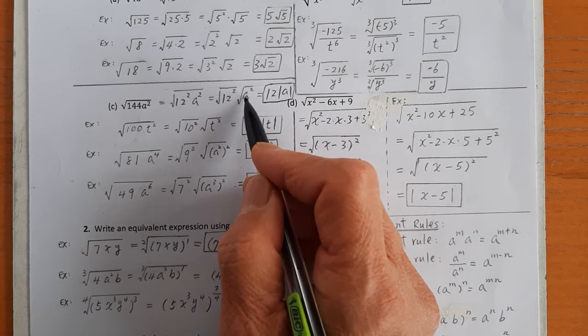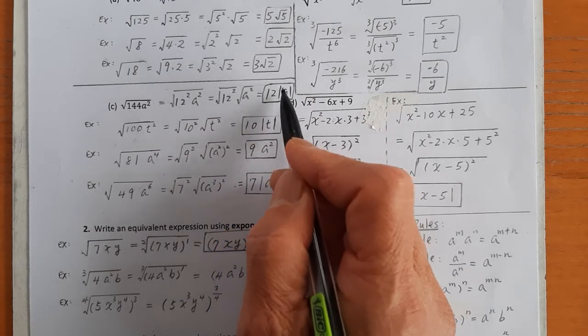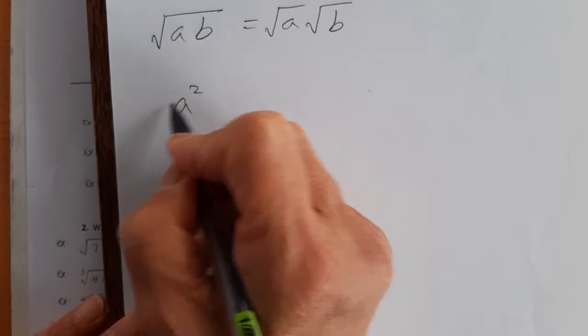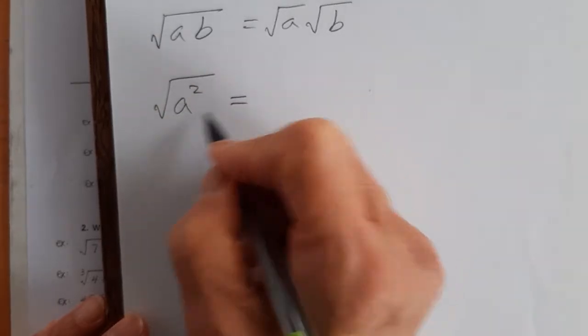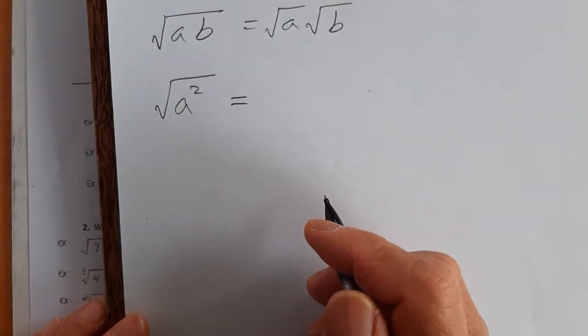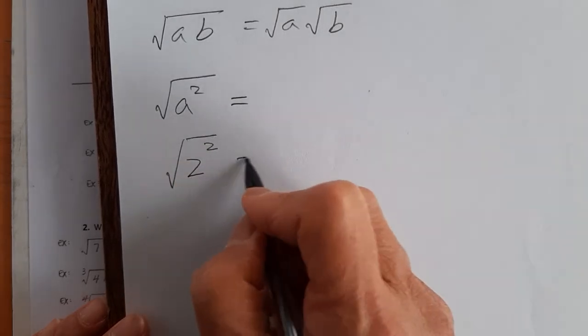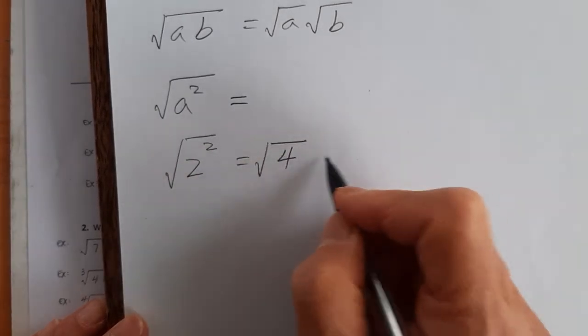And the square root of a squared, you need to put the absolute value, because a represents any real number. For example, 2 squared, square root: 2 squared is 4, take the square root is 2.